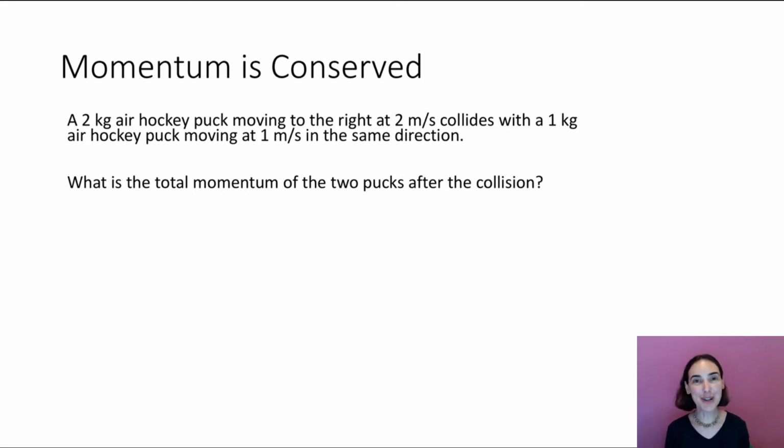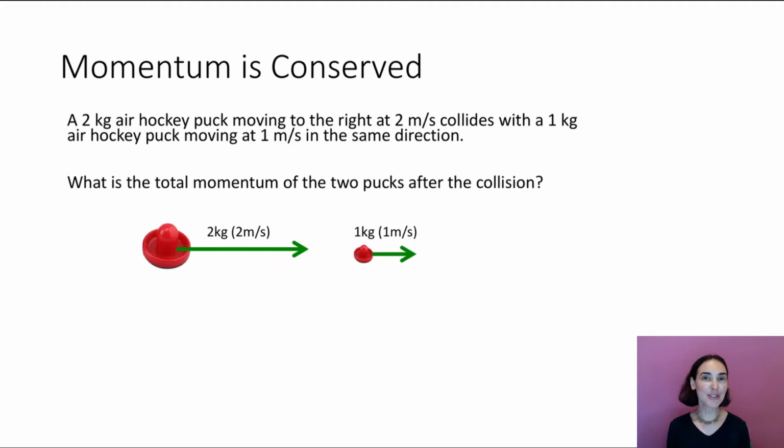We'll use air hockey pucks because they don't have friction, complicating things. And we'll say we have a 2 kilogram puck moving to the right at 2 meters per second, colliding with a smaller 1 kilogram puck, also moving to the right at 1 meter per second. We use arrows to represent momentum. We'll take to the right to be the positive direction. So we'll say that our 2 kilogram puck moving to the right at 2 meters per second is represented by this longer arrow, which is meant to be 4 times as long as the shorter arrow. The length of the arrow denotes the magnitude of the quantity in question.